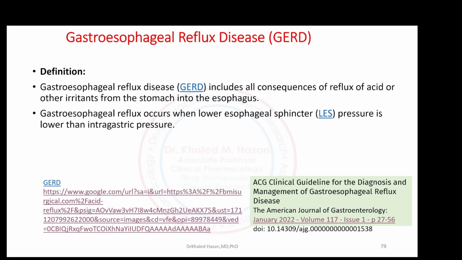Gastroesophageal reflux occurs when the lower esophageal sphincter pressure, LES, is lower than intragastric pressure. So when you have pressure in the esophagus lower than the pressure in the stomach, this will allow the acid to return back to the esophagus and cause irritation or complications, as we are going to see in the signs, symptoms, and other manifestations of GERD.